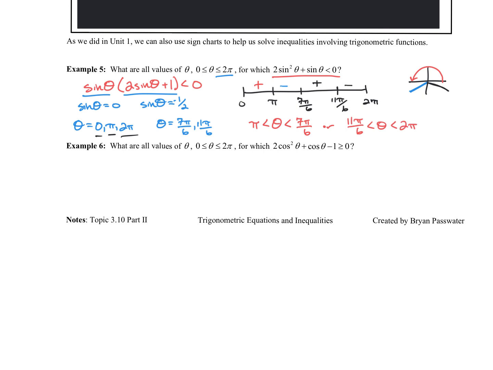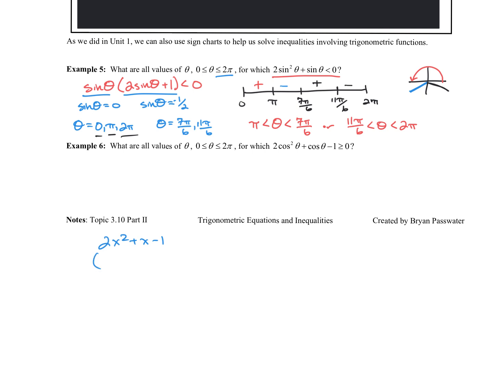So now let's look at example 6. We have 2 cosine squared theta plus cosine theta minus 1 is greater than or equal to 0. This is a hidden quadratic. So what are we going to do? We're going to factor it. If we can factor 2x squared plus x minus 1, we can factor this with cosines. So let's first do it with x's.